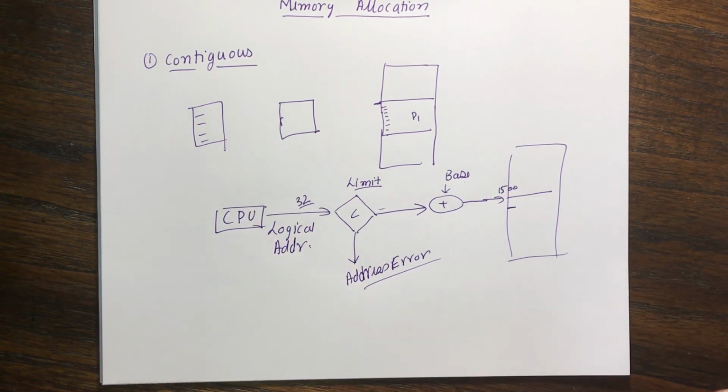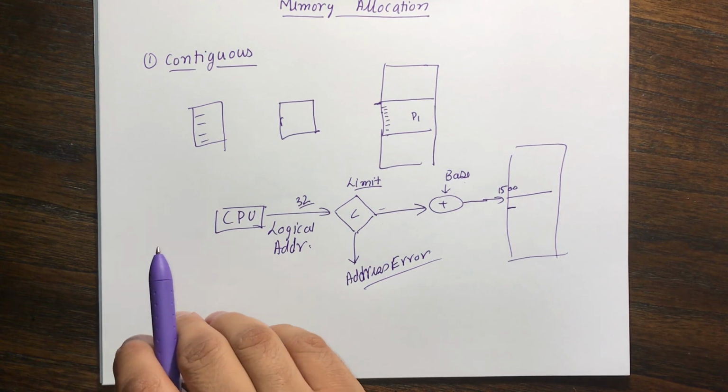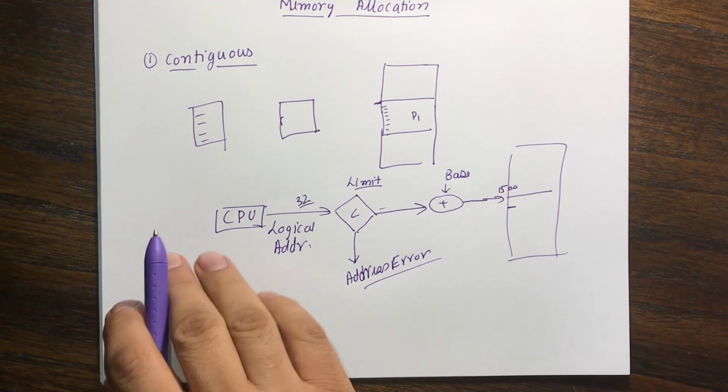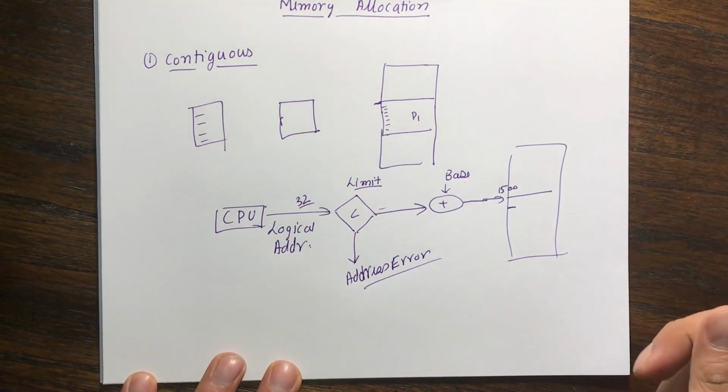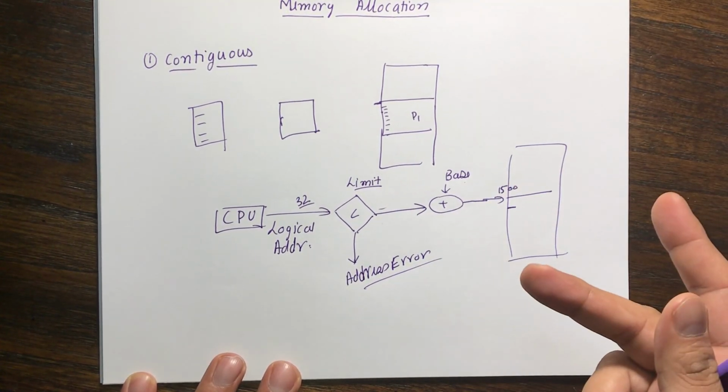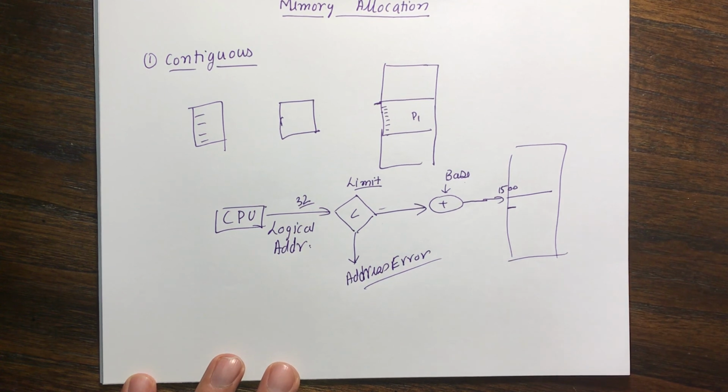Okay, so there are two ways in which you can implement this. One is called fixed partitioning, and the other is variable partitioning. We'll discuss those ways in the next video.